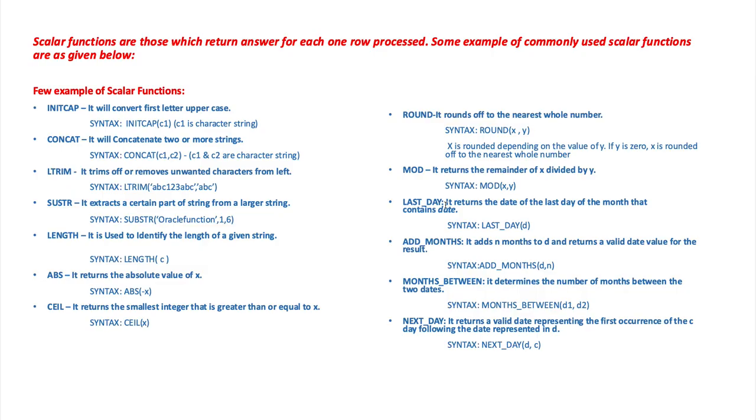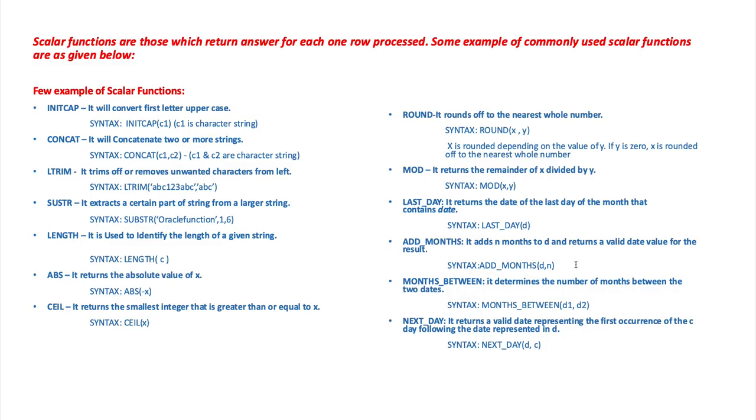LAST_DAY function, that means last underscore day. It returns the date of the last day of the month that contains the date. Syntax is LAST_DAY, inside parentheses we provide the date. Next one, ADD_MONTHS. It adds n months to d, that means the date, and returns a valid date value for the result. Syntax is given here: ADD_MONTHS(d, n), where d is the date and n is the number of months we have to add.